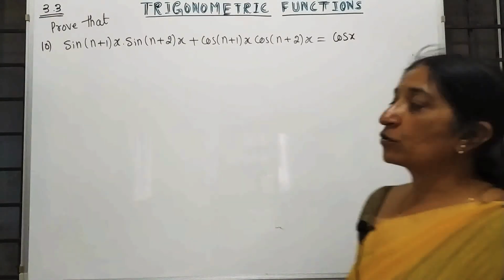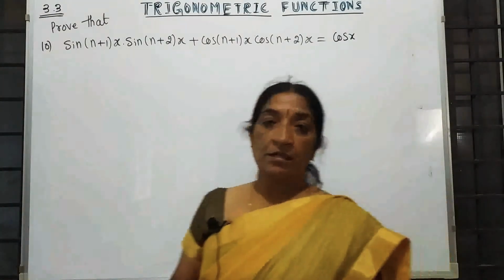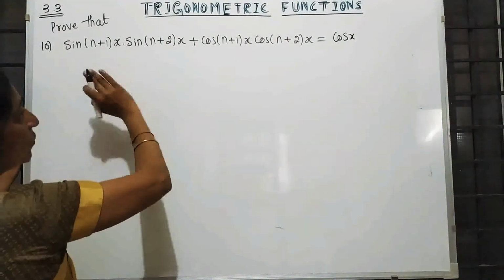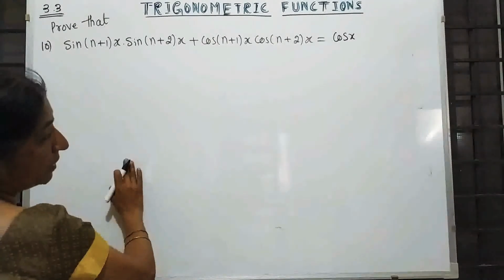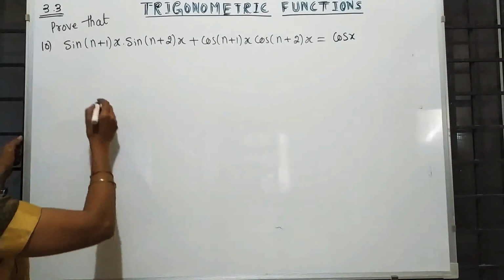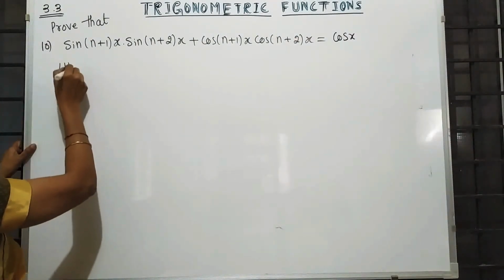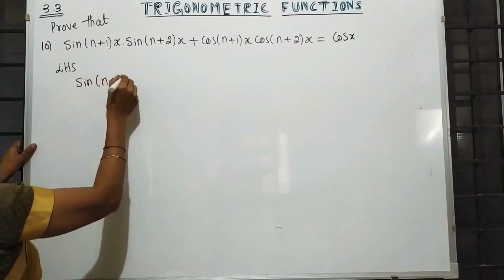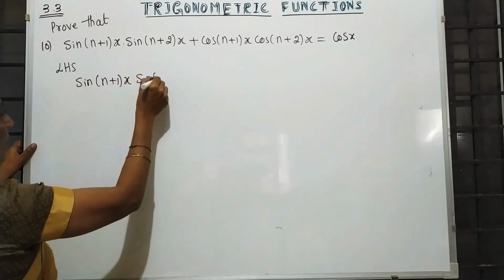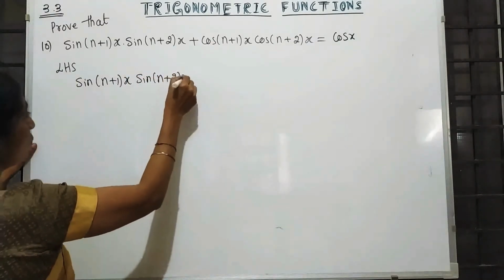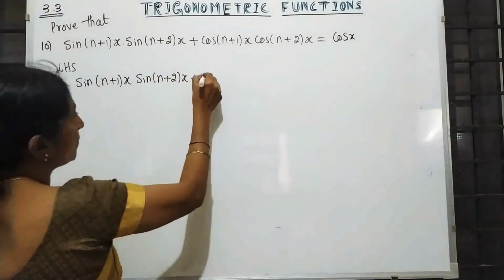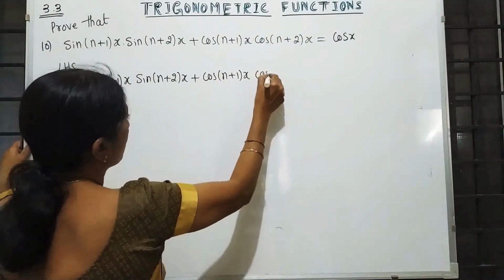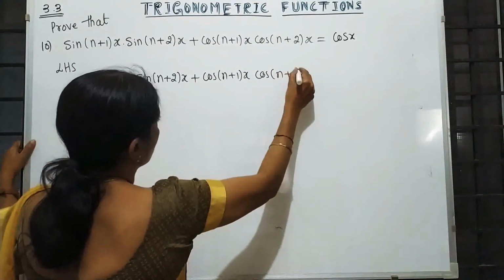Moving to the next question, the 10th one. Prove that sin of (n plus 1) x into sin of (n plus 2) x plus cos of (n plus 1) x into cos of (n plus 2) x. Write down the LHS: sin of (n plus 1) x into sin of (n plus 2) x plus cos of (n plus 1) x cos of (n plus 2) x.